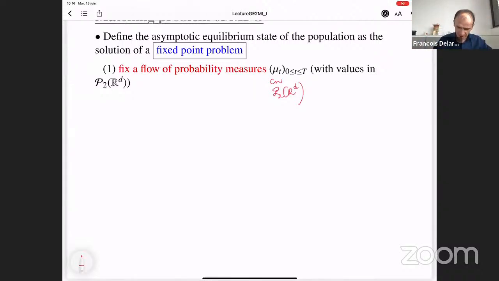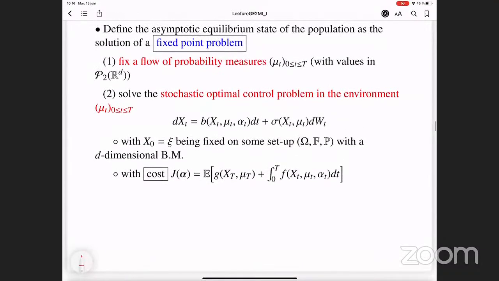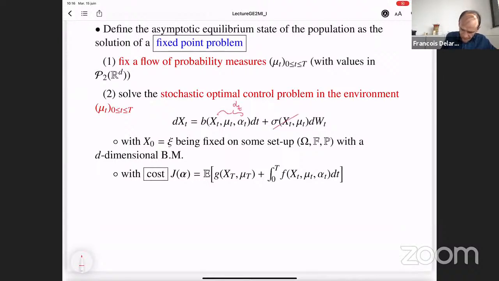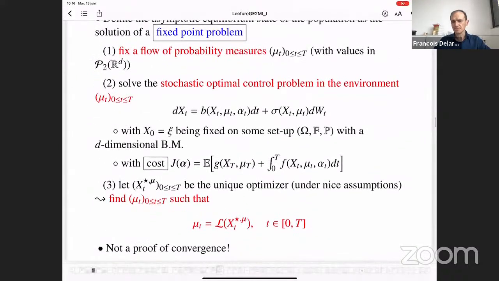and it's going to evolve with time. And you say, given this environment, I'm just associating the control problem for one player in the population. So with the notation that we use, this is just alpha. And here you can remove this. This is just the identity matrix. And then you solve within the environment this stochastic control problem. And you say that the law of the optimal trajectory has to be equal to the input. So this is the way you get the fixed point. So this is exactly this item number three in the slide. So this is what we did yesterday in the second hour of the lecture.